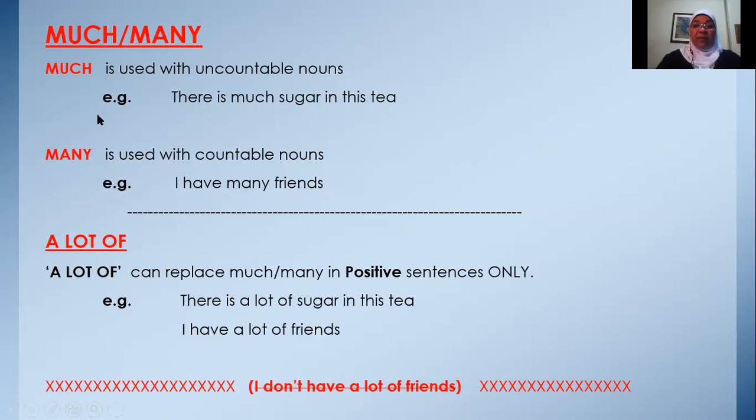Can we replace much and many in any sentence? Yes, we can do that, but only with positive sentences. A lot of can replace much and many in positive sentences only. There is a lot of sugar in the tea. This is a positive sentence. I can take away the word much and put the words a lot of. I have a lot of friends. Again, I can take the word many away and use a lot of. But I can never say I don't have a lot of friends. It's a negative sentence, and I cannot use a lot of in negative sentences.